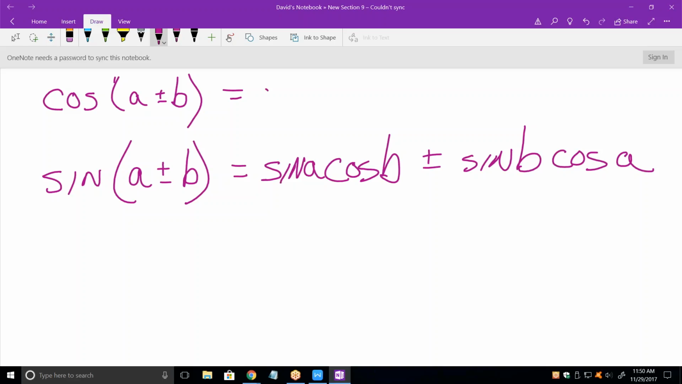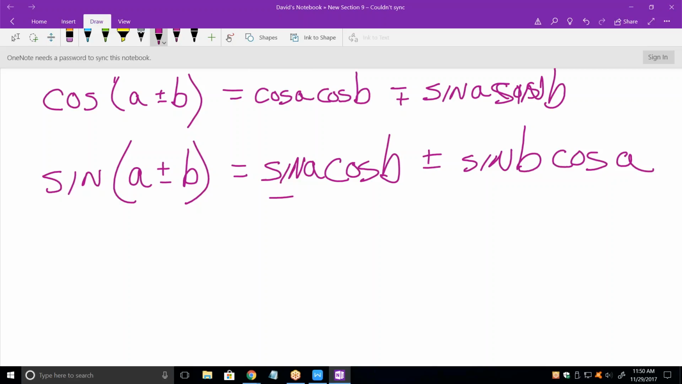It's cosine A times cosine B, minus plus, yeah, and then sine A sine B. You see why that's easier? Because I had no decisions to make. In the sine one, I actually had to decide whether that was A or B. The reason they teach you the cosine one first and the sine one second is because the cosine one has one less thing to remember.